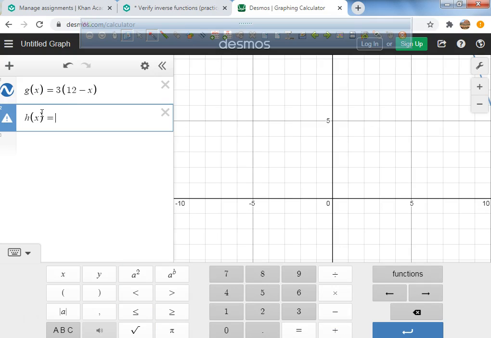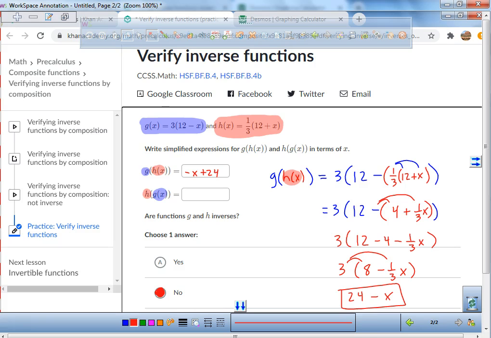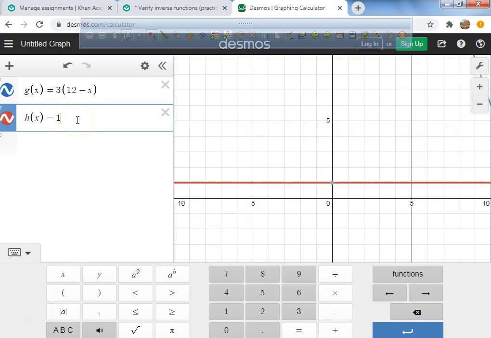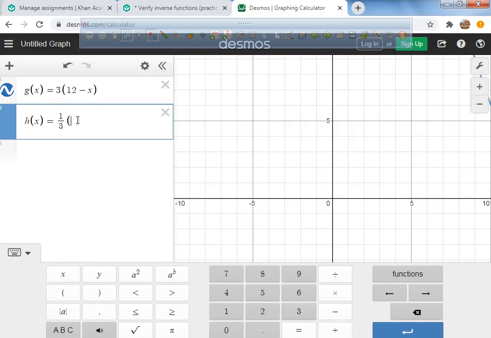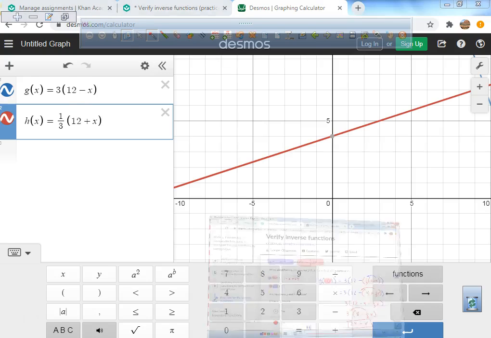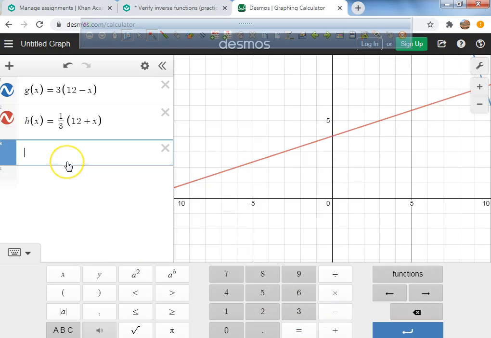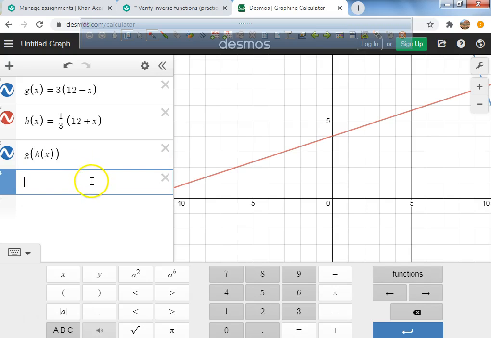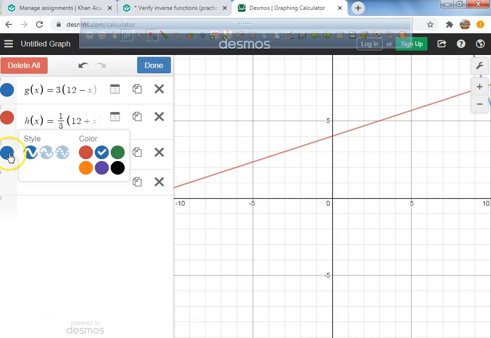equals, and let me look what it was. 1/3. Okay, got it. 1/3 parentheses 12. Was it 12 plus x? Make sure 12 plus x. Okay, so now here's the thing. Now what I'm going to do is our question, which was g of h of x. Okay, g of h of x, and I'm gonna put that in green.